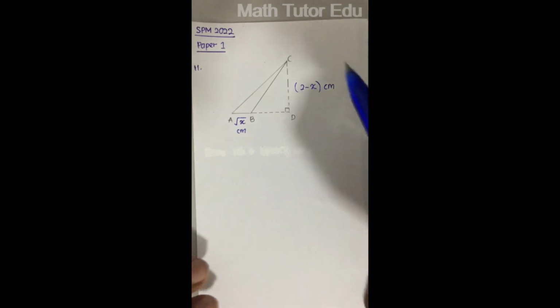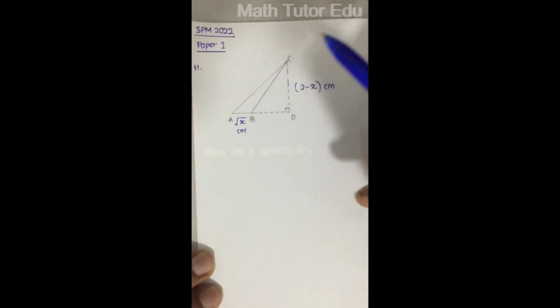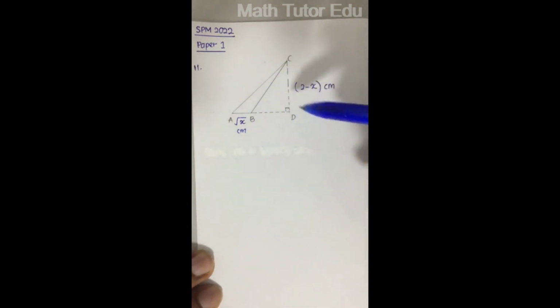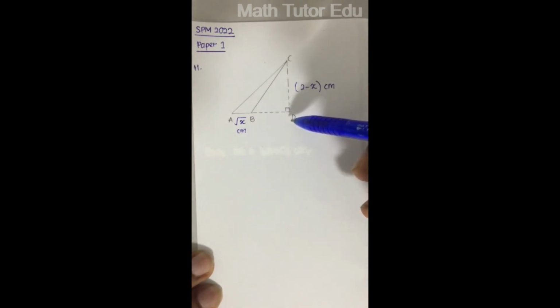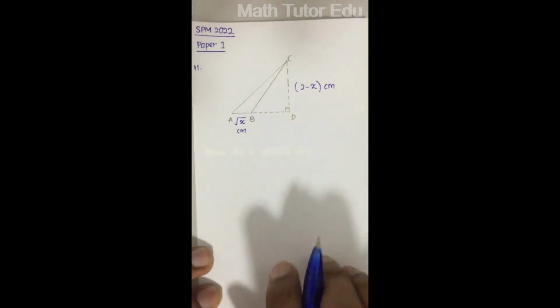x. Okay, why? BC is actually hypotenuse, and in the diagram 7 they already give us the length CD. So the only thing that we need to find left is the length BD, the base of the triangle. So we can find the base of the triangle by using the Pythagoras theorem. Okay, so let us begin our working here.